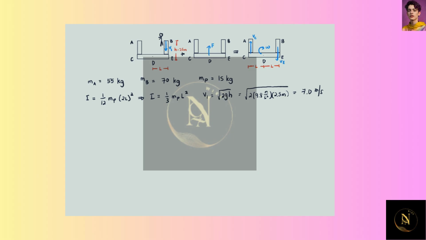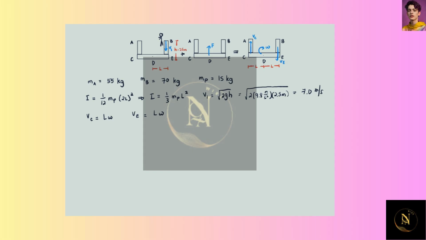Now, since the linear velocities can be expressed in terms of r and omega, we have vc and ve. So vc is equal to L omega, since point C is at the distance of L from point D, which is the point of rotation. And then VE is also equal to L omega, because again, point E is at the distance of L from point D.